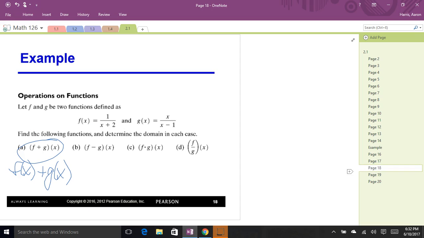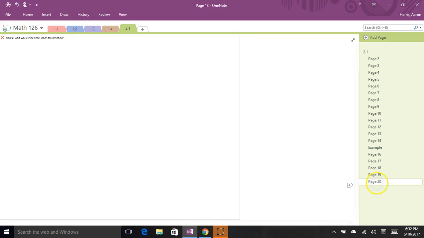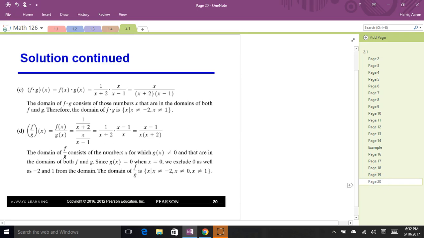If you go back to the original question here, now we're going to take the product, f times g of x, and then we'll do f of x over g of x. So here's f of x times g of x. Multiply your numerators, multiply your denominators, and finally f of x over g of x. When you divide by that fraction there, that rational portion there, you want to keep, change, flip. All right, and that's how you're going to divide by that x over x minus 1 there. That's your operations.